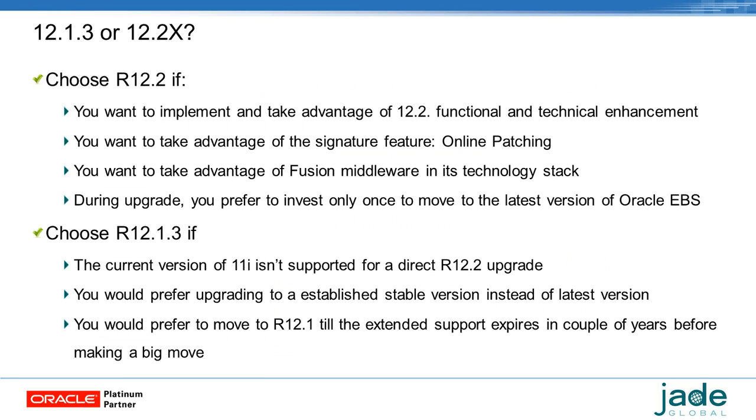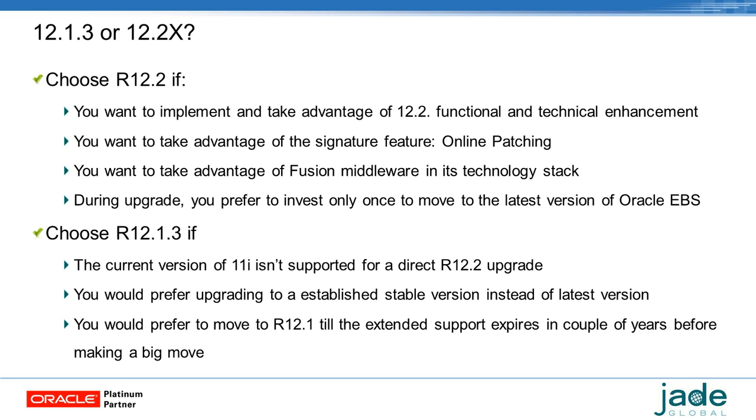You want to take advantage of the signature feature, which is online patching, which addresses one of the biggest pain points, because bringing down the server and reducing your productivity is always a pain point to industry users. The next thing is you want to take advantage of Fusion Middleware, which is introduced in the R12.2 technology stack. And during upgrade, because we are upgrading right now, you would prefer to invest only once to move to the latest version of EBS instead of having two steps, moving to R12.1 and then to R12.2. These points will help you if you want to choose R12.2.